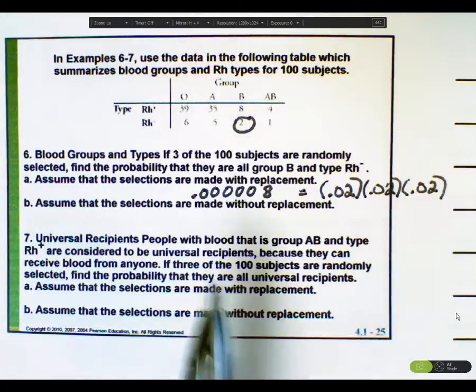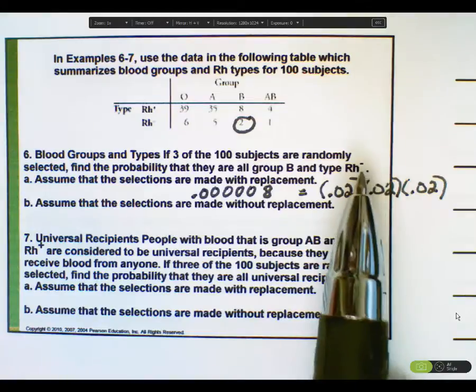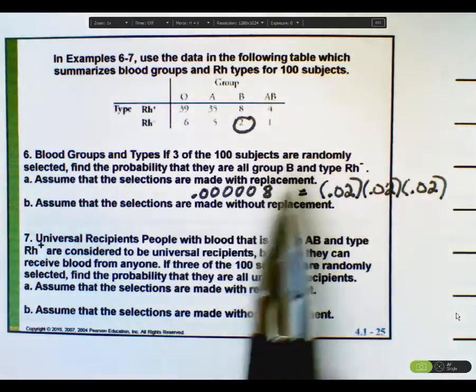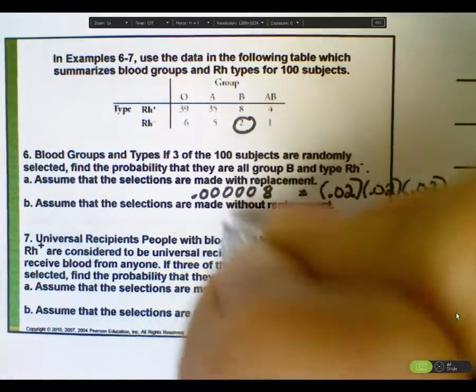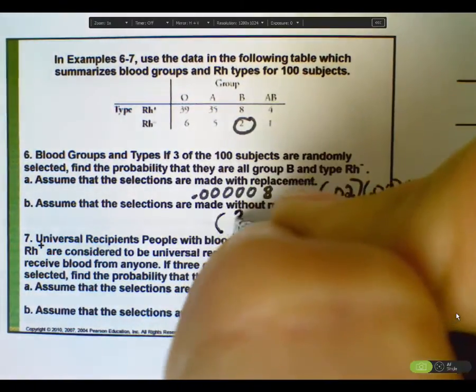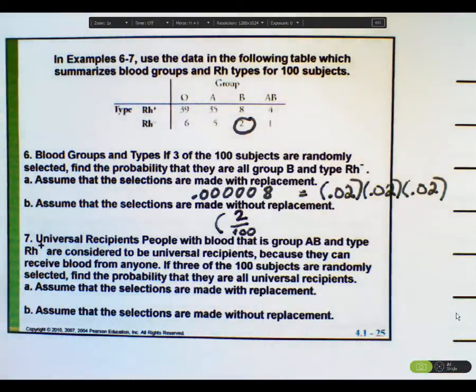It's a very low probability that you're going to get all 3 people being group B and type RH negative. That's with replacement. What about without replacement? What's the probability that all 3 are going to be group B and type RH negative? Well, the first person would have a 2 out of 100 chance of being that group and that type.